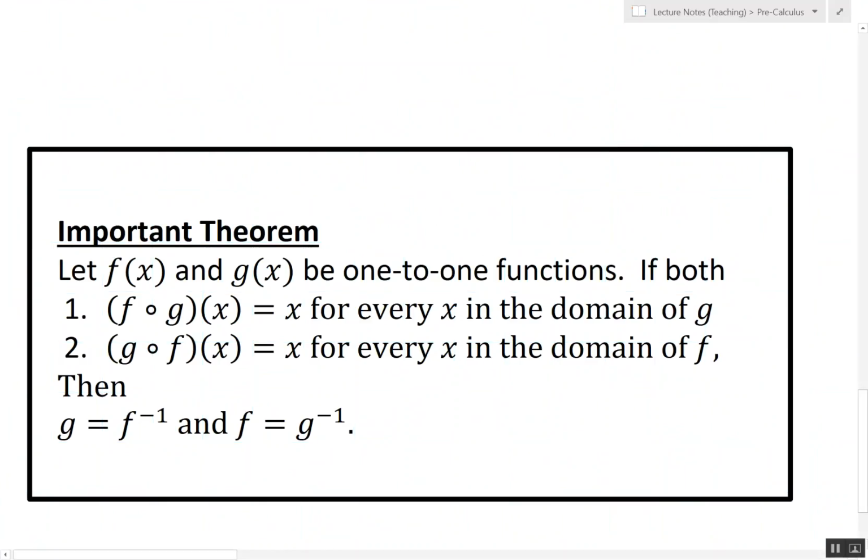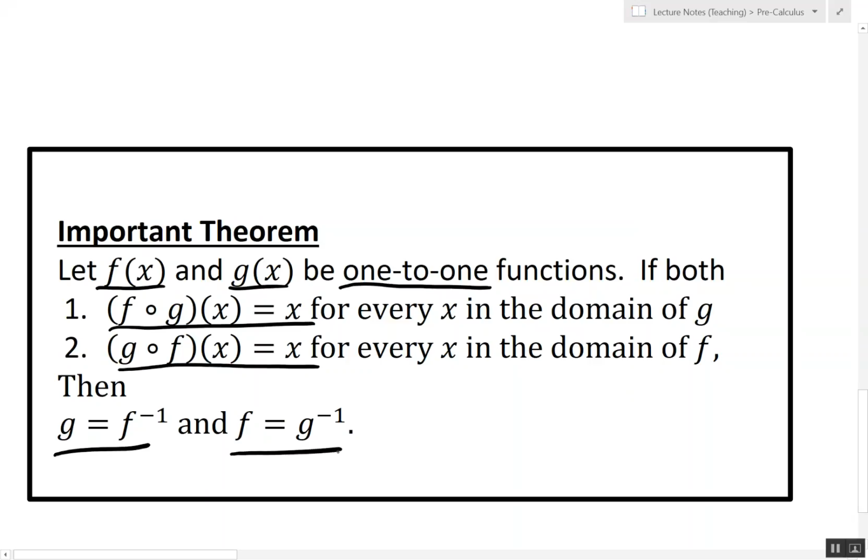So this is a very important theorem. If you have two functions, f of x and g of x, and they both have to be 1-to-1. If both of these conditions are true, so if you compose them and get x in either direction, then g is f's inverse and f is g's inverse.